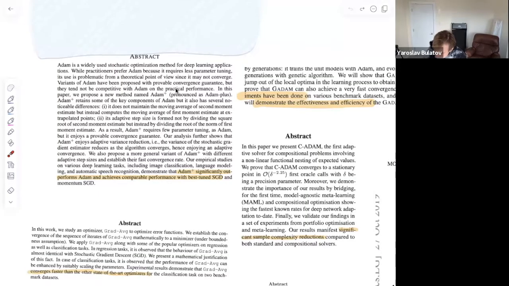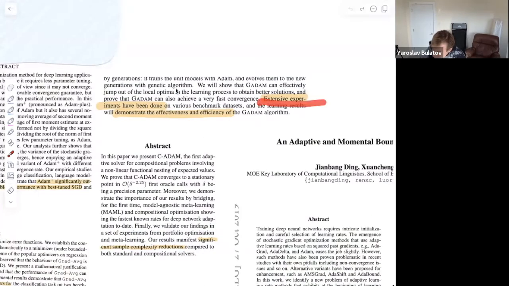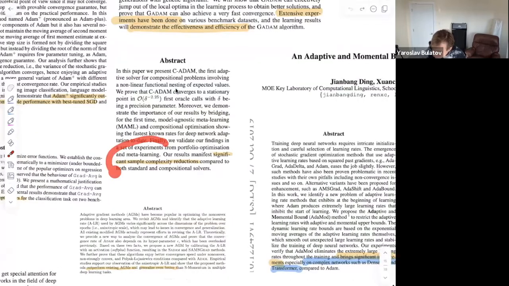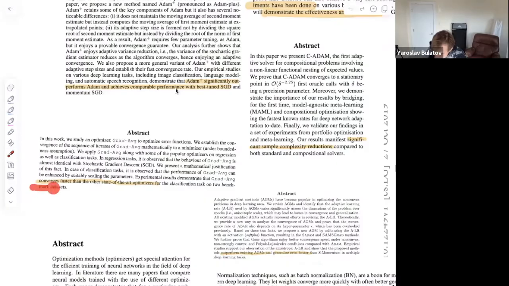So, we have a paper which found that it significantly outperforms Adam. Or you have a paper which says they did extensive experiments and demonstrated the efficacy and efficiency. You have claims like significant sample complexity reduction, which means that you need a lot fewer samples to train it. Then we have this method which converges faster than state-of-the-art optimizers. Well, that's promising because they didn't compare with a random optimizer. They picked state-of-the-art.